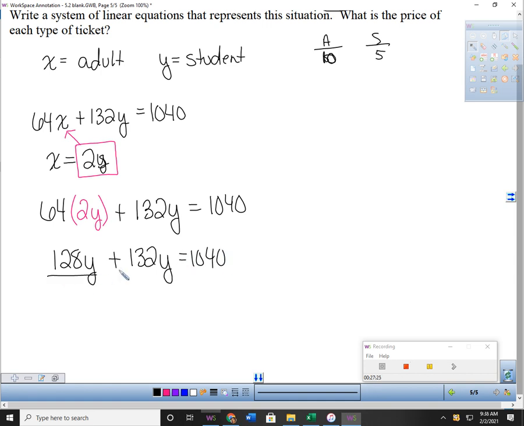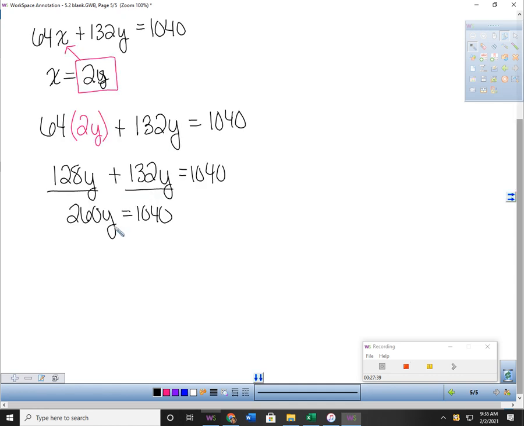So I'm going to go ahead and put together my Y values. They're on the same side. So I have 128 plus 132, which is going to give me 260Y equals 1040. And then I'm going to solve for Y by dividing by the 260. So 1040 divided by 260 gives me 4.